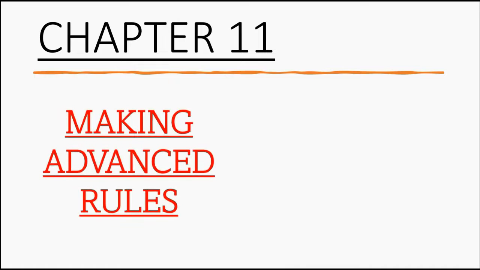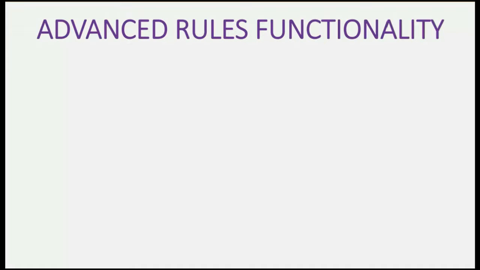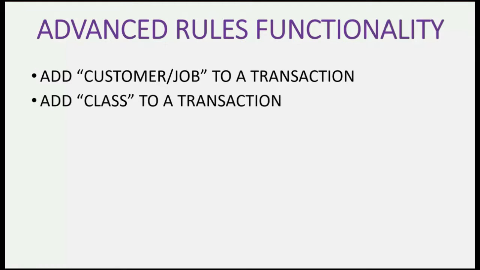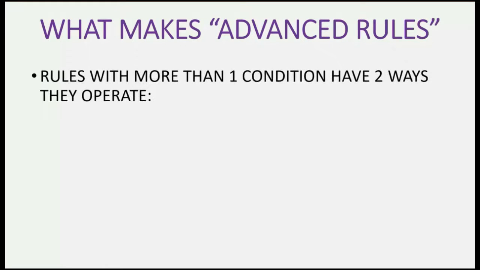Chapter 11. Making Advanced Rules. The additional functionality of the advanced mode allows you to make rules that can add a customer job to a transaction and also allows you to add a class to a transaction. But what would be considered an advanced rule? An advanced rule would be a rule with more than one condition and have two ways to operate.